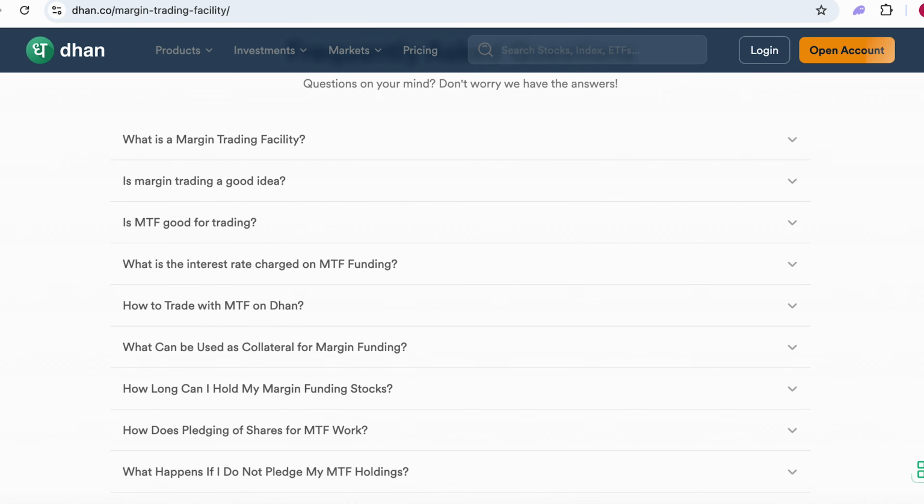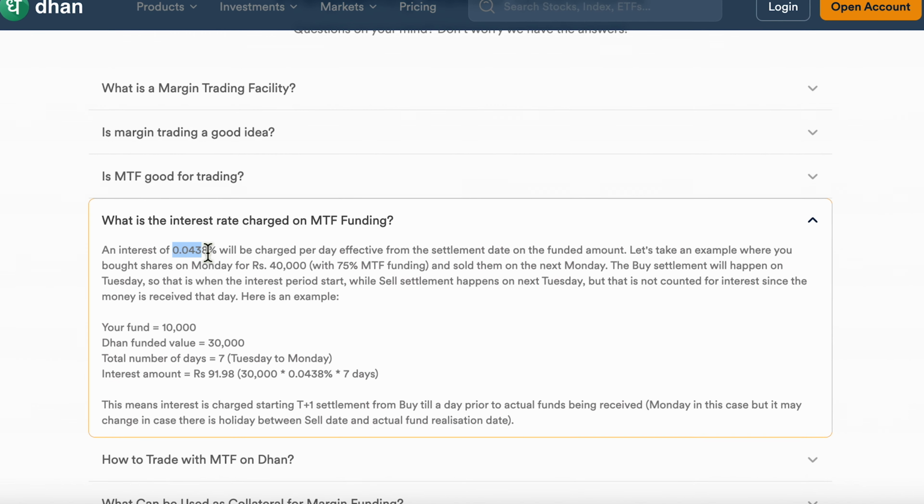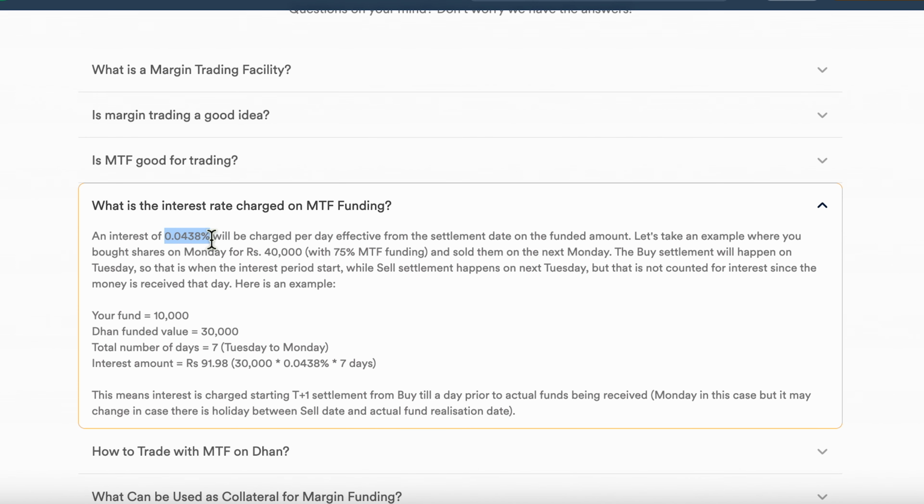If we look at the FAQs for MTF, you will see that it's very clearly mentioned what the cost for this is. The interest rate charged for MTF is 0.0438% per day. So that comes to just under 16% per annum. Where you take a trade, say where we put 10,000 of our own money and 30,000 rupees comes in as margin, and we hold the trade for 7 days, you can see a calculation over here that the interest is rupees 91.